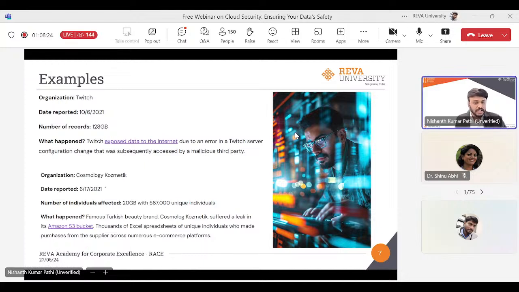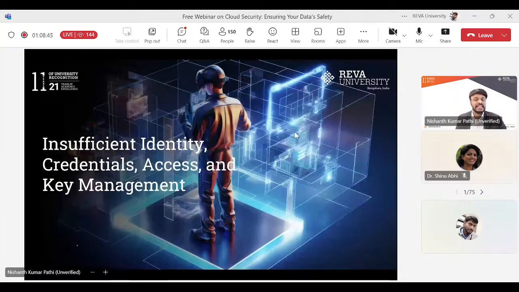Let's look at another example. Again, this happened in 2021. Around 20 GB of data, unique data of around 500K individuals, was exposed from an Amazon S3 bucket. You can think of an Amazon S3 bucket as a Google Drive or a OneDrive. And all this happened just because of improper identity access management or improper key management.